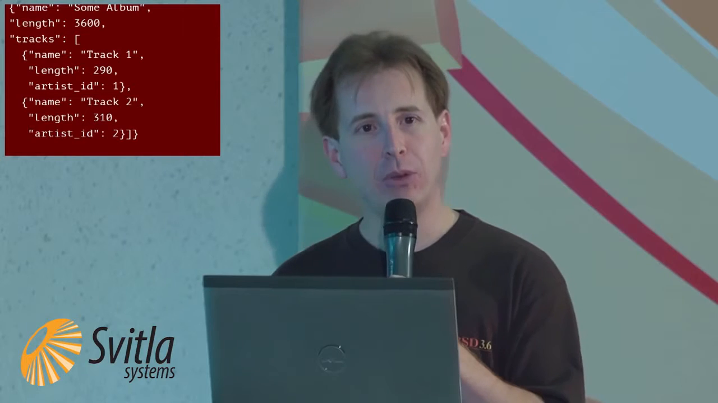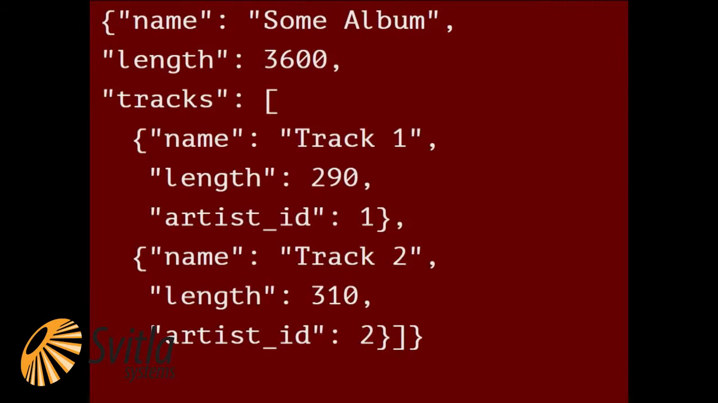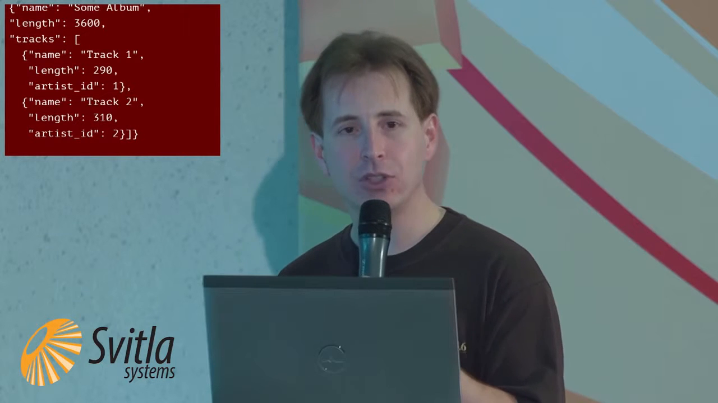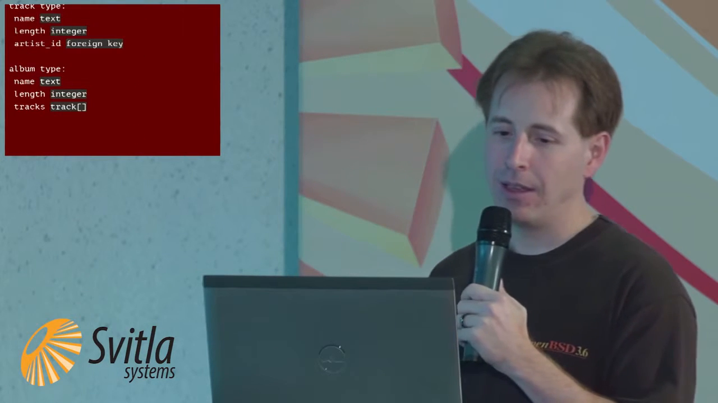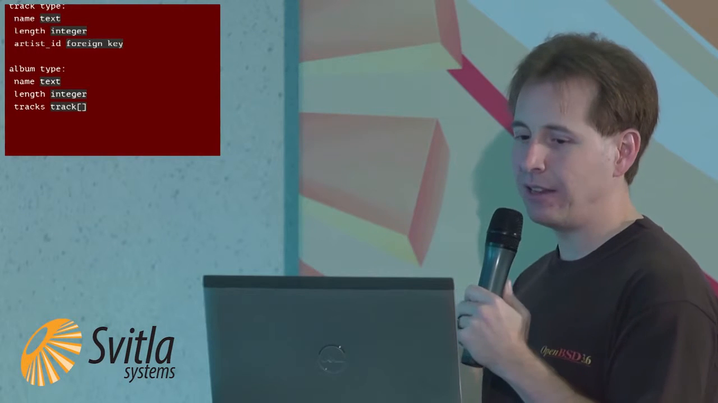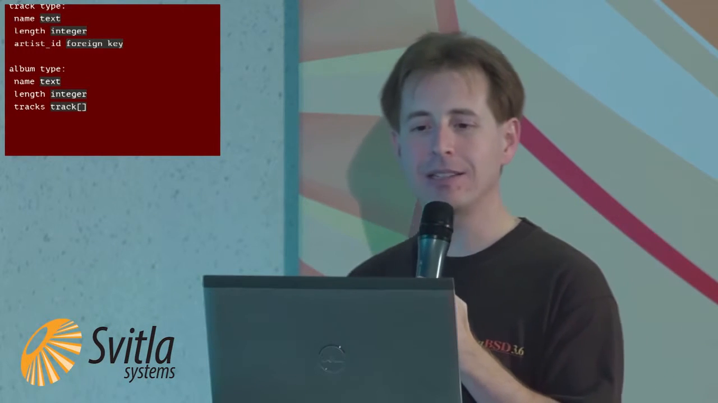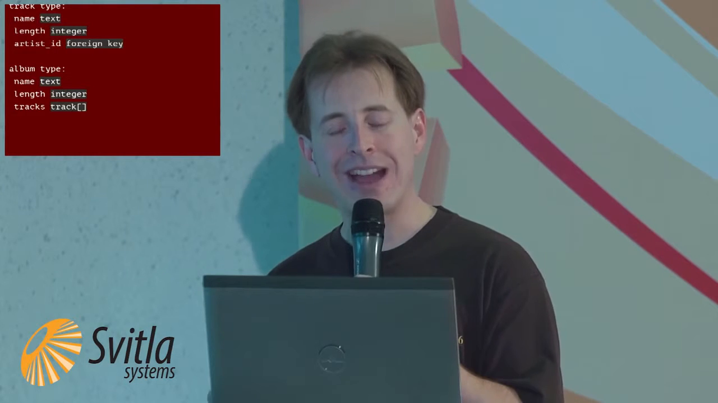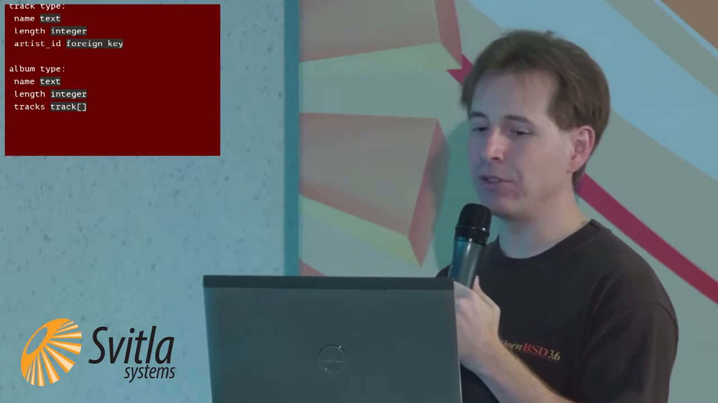So let's say you have a music database, and you want to store each album in a single row, including the full track list. A typical JSON representation would look something like this, storing the name and length of the album, and then an array of tracks, with each track having a name, length, and reference to the related artist. Here's how you could structure the data using Postgres arrays and composite types. You have a separate track type with a name, length, and reference to the artist.